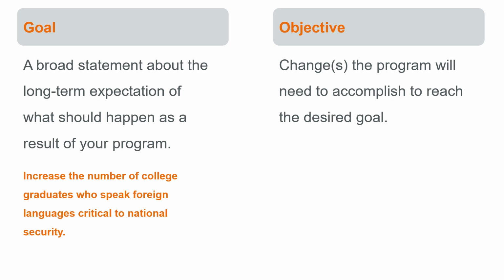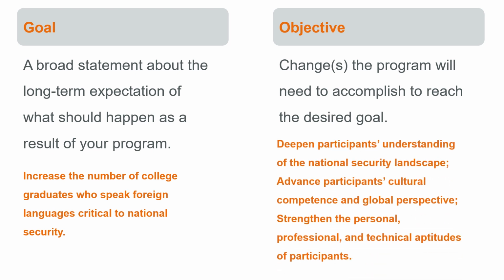Alternatively, an objective is a change the program will need to accomplish in order to reach the desired goal. For example, deepen participants' understanding of the national security landscape, advance participants' cultural competence and global perspective, and strengthen the personal, professional, and technical aptitudes of participants are all examples of objectives. A goal is what you want to achieve. And objectives are how you will achieve it. While programs typically only have one goal, they often have multiple objectives.